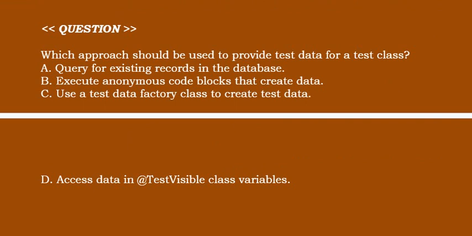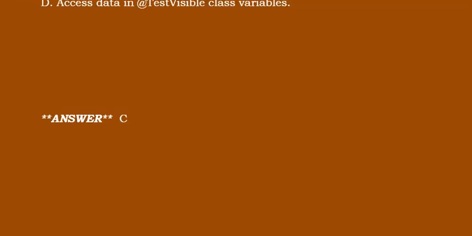Next question is, which approach should be used to provide test data for a test class? Option A. Query for existing records in the database. Option B. Execute anonymous code blocks that create data. Option C. Use a test data factory class to create test data. Option D. Access data in @testVisible class variables. Correct answer is option C.